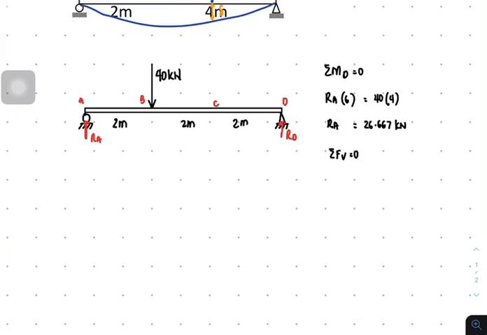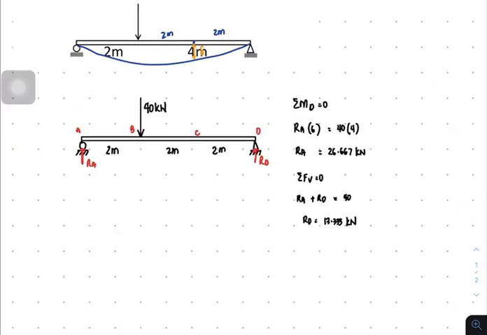And then summation of forces vertical equal to 0. You will have RA plus RD equal to 40. And since RA is already 26.667, you just have to subtract that from 40. And the answer is 13.333 kilonewtons.